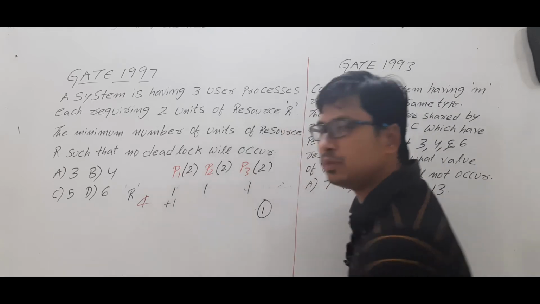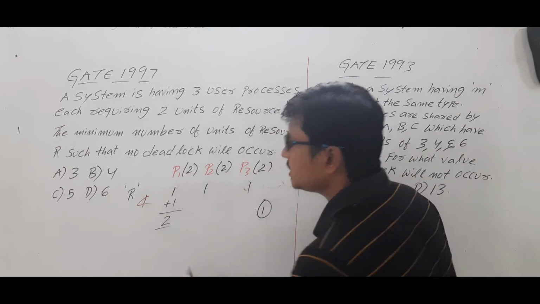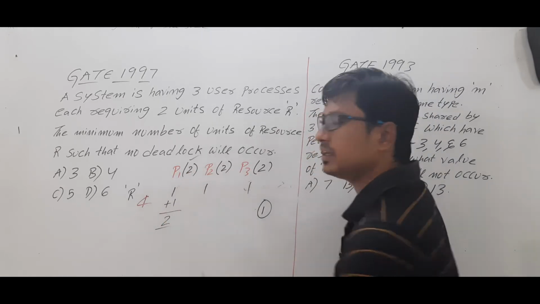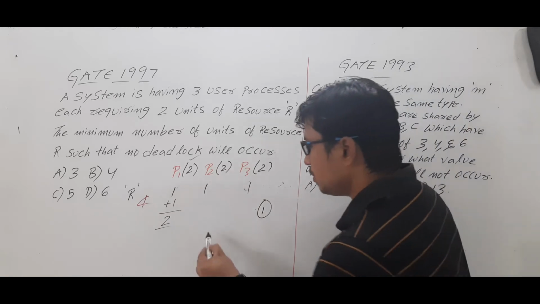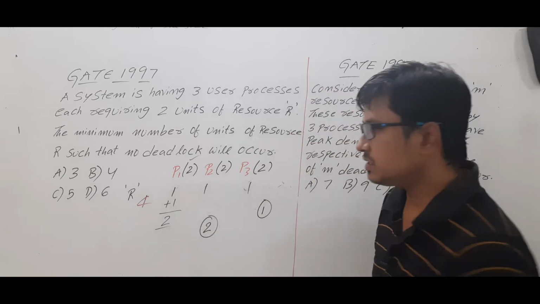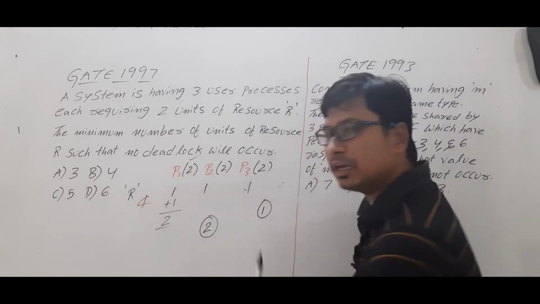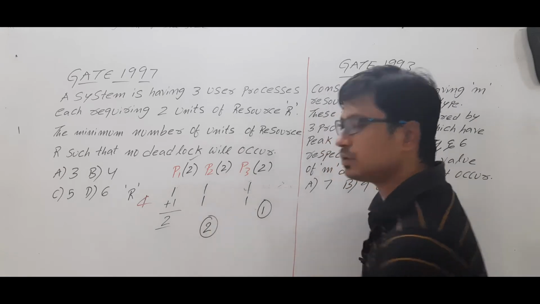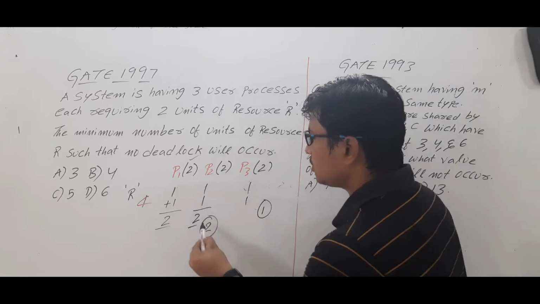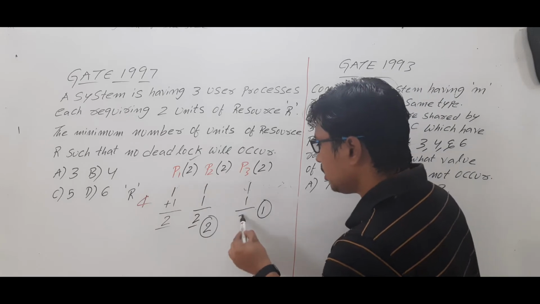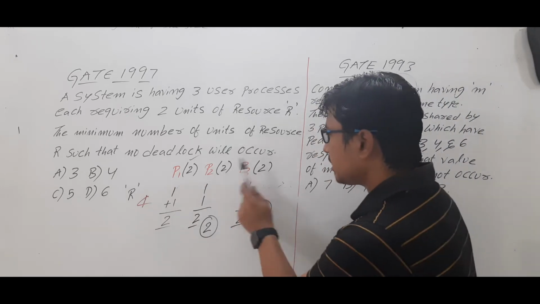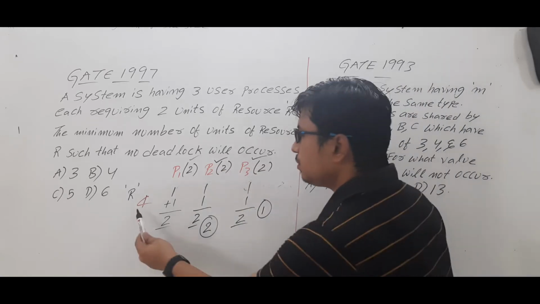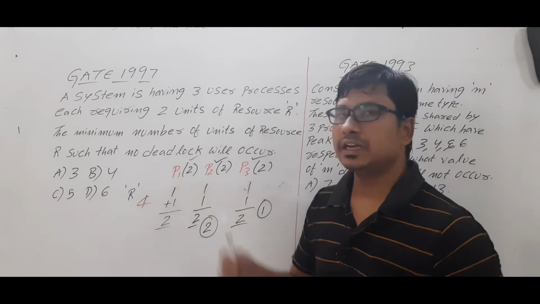Then if it gets one more, it will have 2 units of resource R and its requirement is also 2. So it will complete the task. Once it completes the task, 2 units of resource R are available and each of the others requires one. So I will give 1 to this one and 1 to this one. So they will also have 2 units of resource R, and the requirement is also 2 and 2. So they will complete the task. So with 4 units of resource R, we can complete the task.